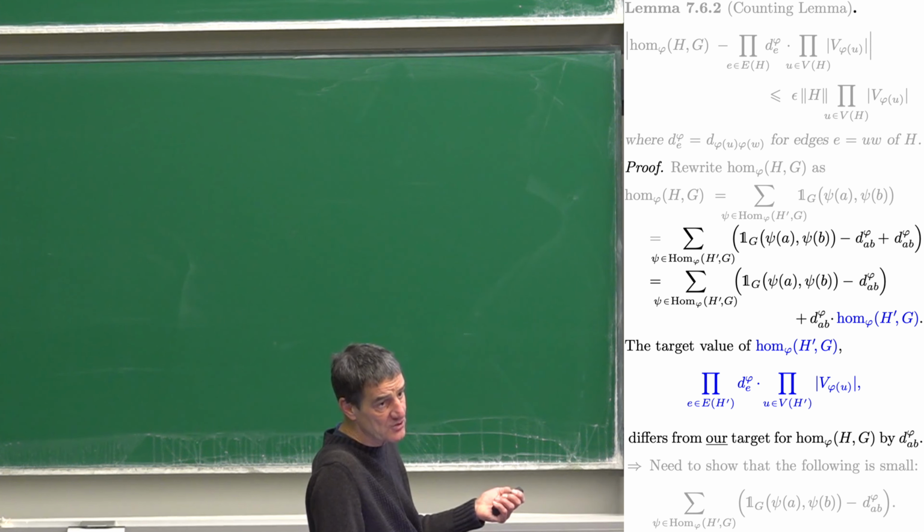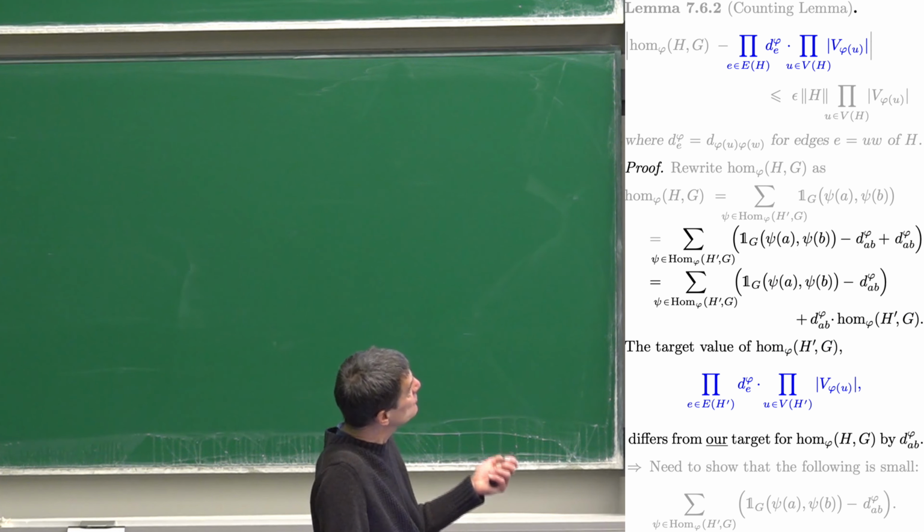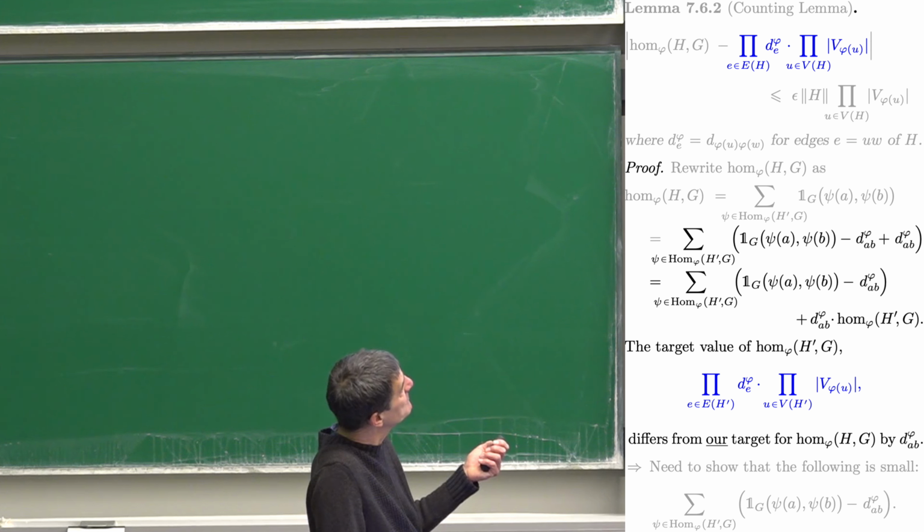Now, let's compare the two targets. The target for H prime is also one such big product. And how does that differ from the product for H? Well, the product of all the class sizes is the same, the big pi there. Only the big pi on the left is slightly different because there's one fewer factor.